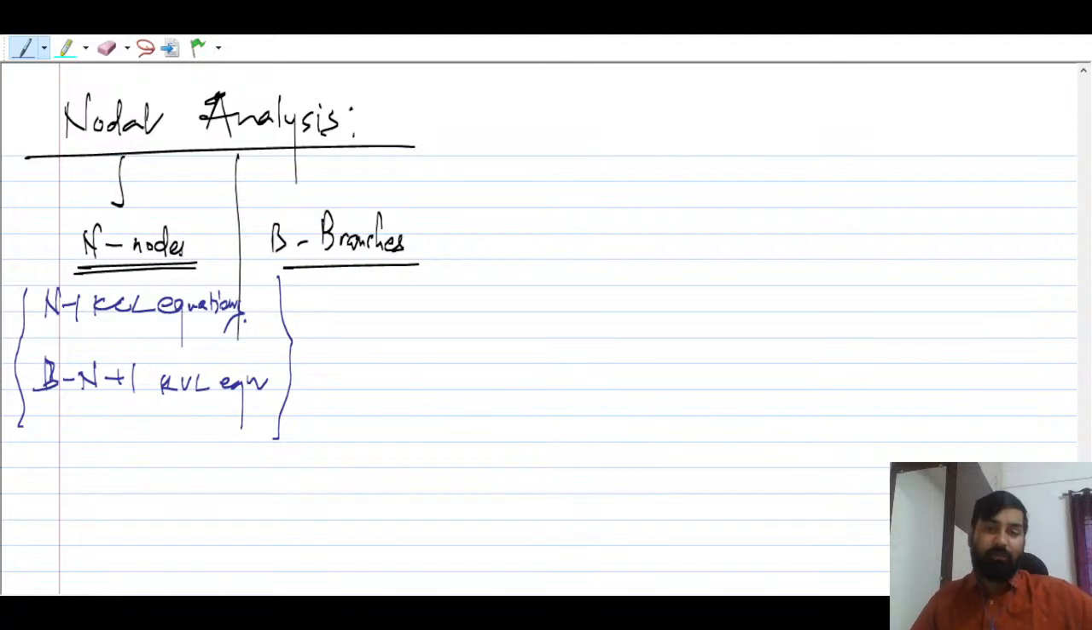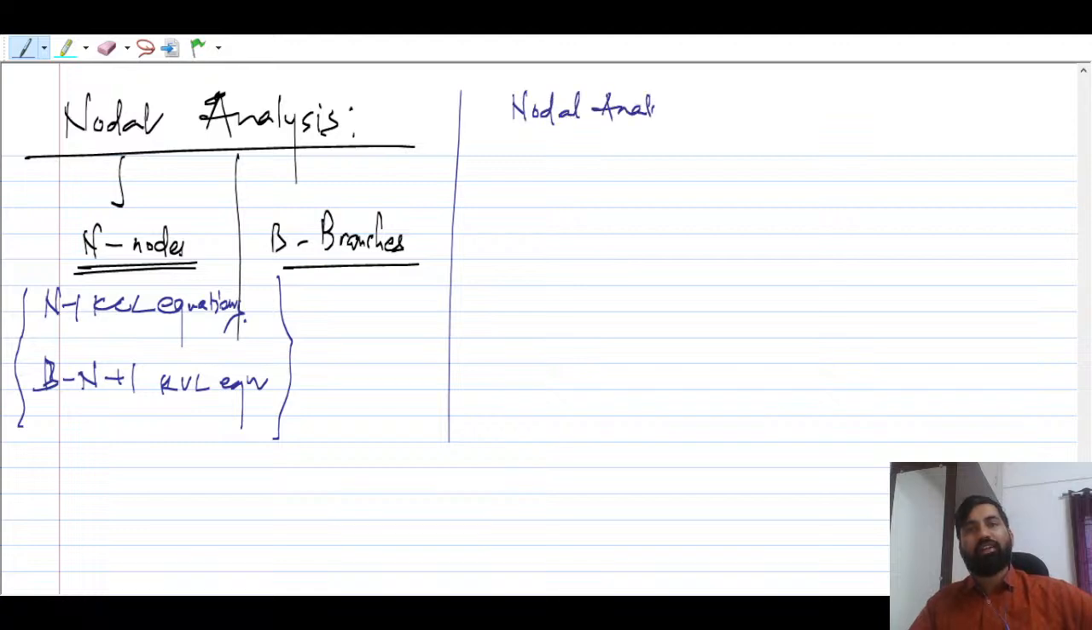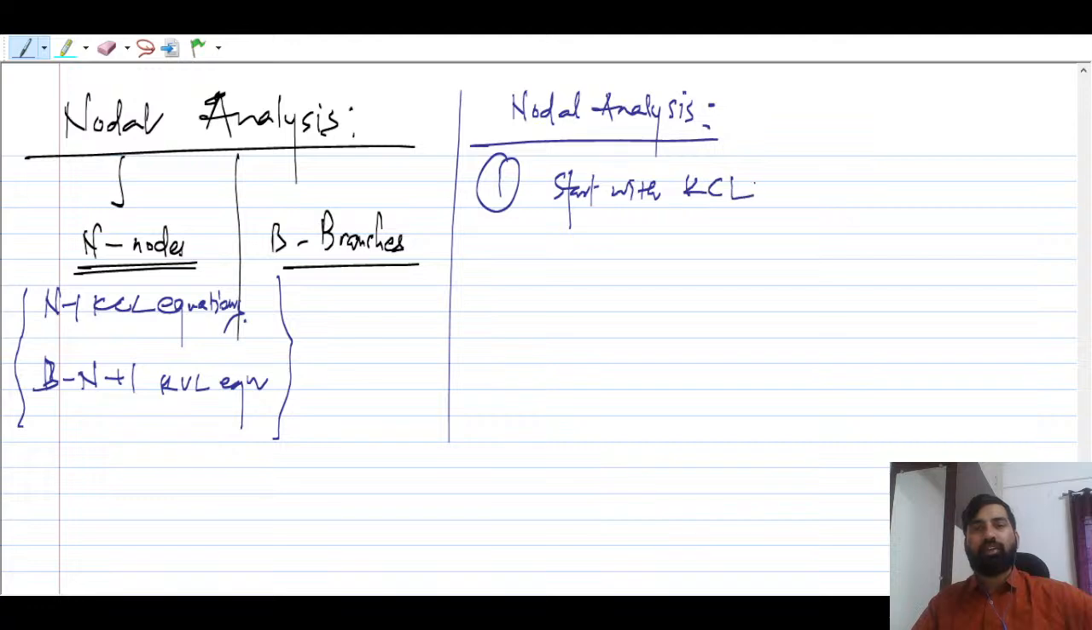And while applying nodal analysis, what is the first step that you have to do always? What do we do in nodal analysis? Whatever question comes, if you want to apply nodal analysis, you are going to start with the KCL equations. That is the first step. And where we have to apply the KCL equation is also very important to keep in mind.